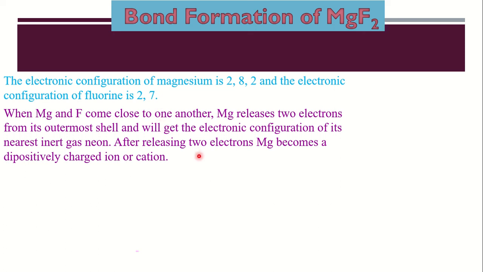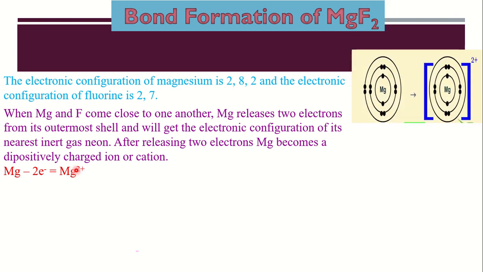So when magnesium and fluorine come close to one another, magnesium releases two electrons and after releasing two electrons, magnesium gets the electronic configuration of its nearest inert gas, neon. But after releasing electrons, magnesium becomes a dipositively charged ion or cation. Here look, magnesium releases two electrons. So it becomes Mg2+ because now it has two electrons less than its protons.